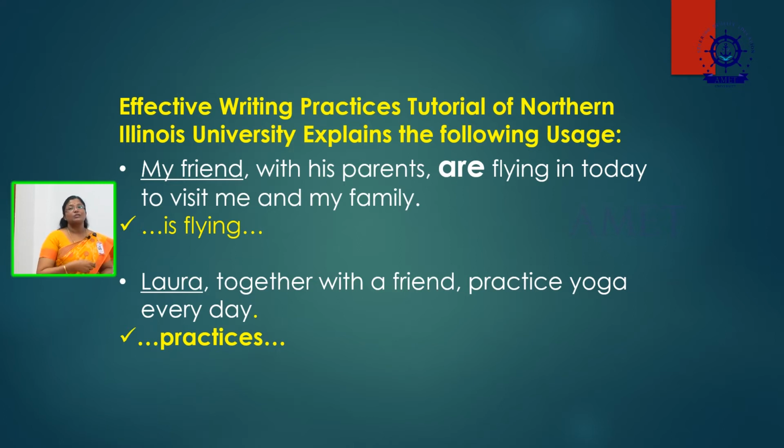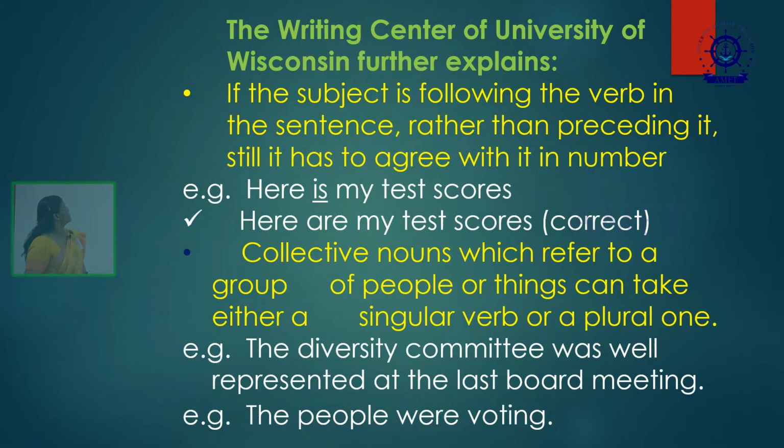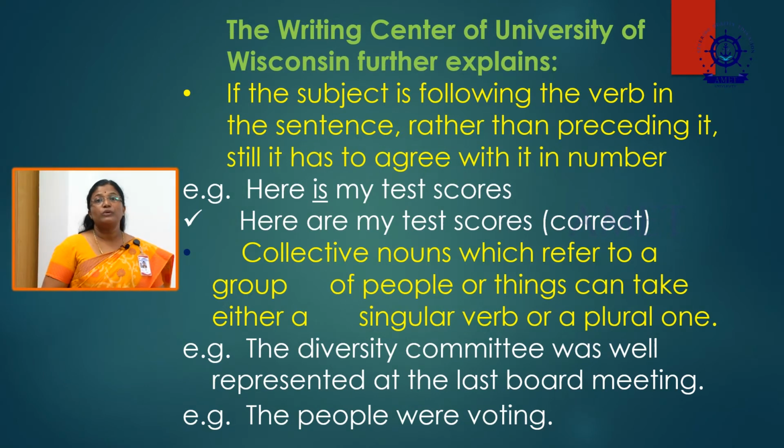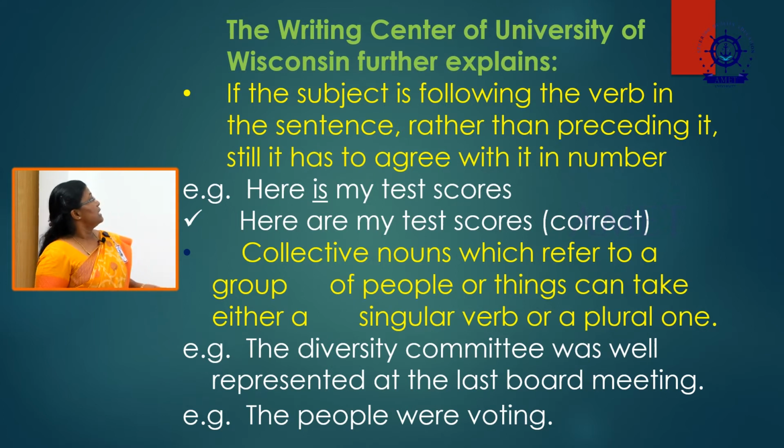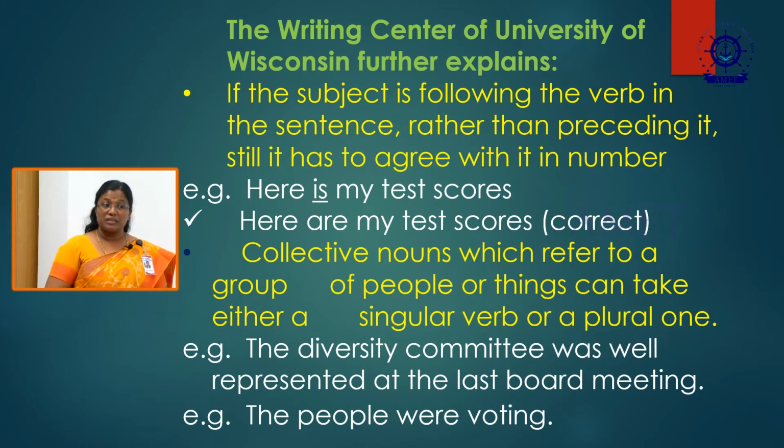Another category which causes confusion in subject-verb agreement for the learner is, as the Writing Center of the University of Wisconsin further explains, that if the subject follows the verb in the sentence rather than preceding it, it still has to agree with it in number. That means the subject does not fall at the beginning of the sentence. Suppose the subject falls at the end of the sentence.